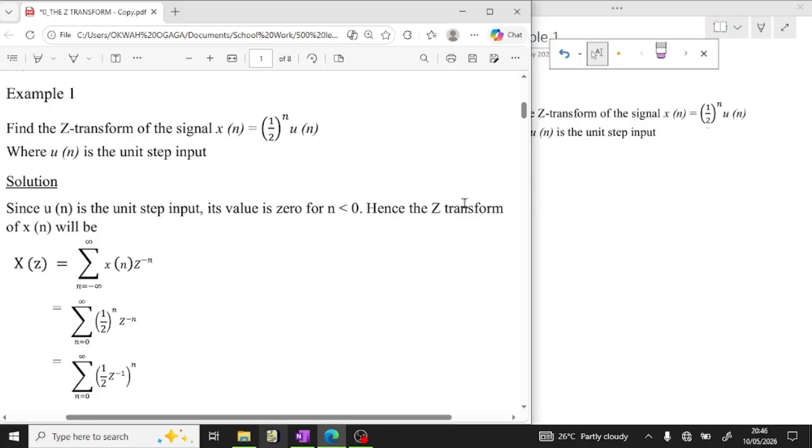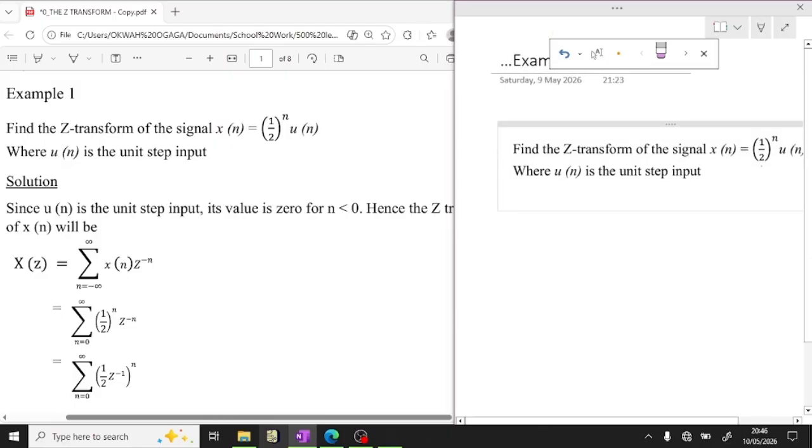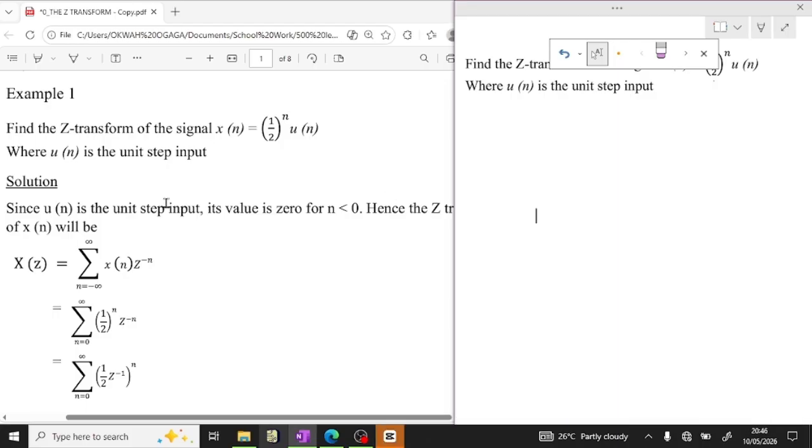So I just opened this side by side, the PDF document, and where we used to do the follow-up solving alongside. It's just the same thing. Find the z transform of the signal. This is exactly what we have here; I just copied it and brought it here. So I'll be solving side by side. Not everything, but come on, guys, you understand. And just to explain further, I will solve here.